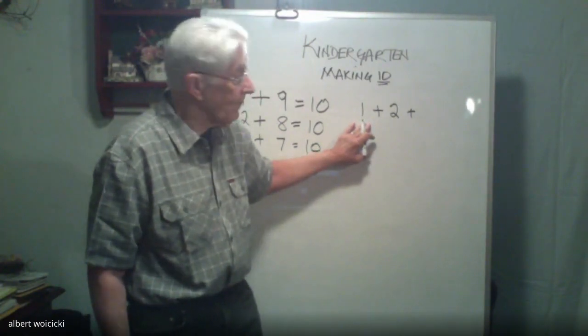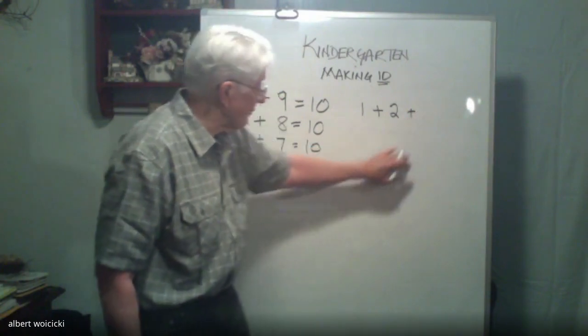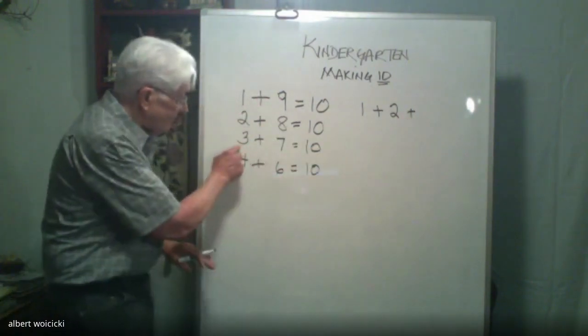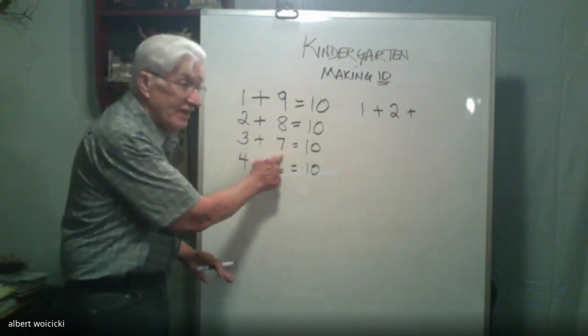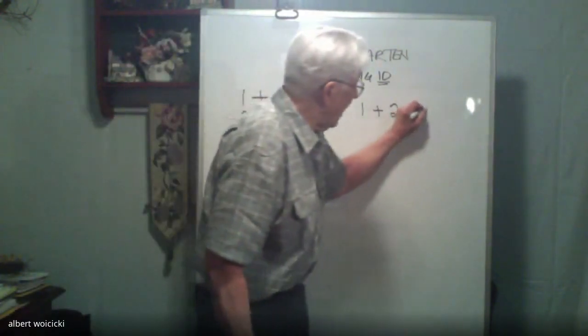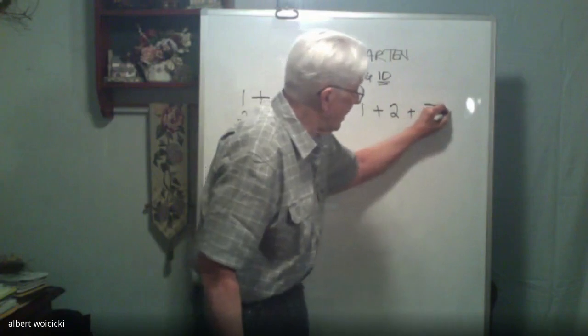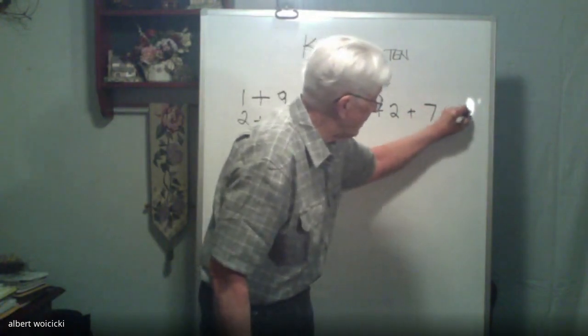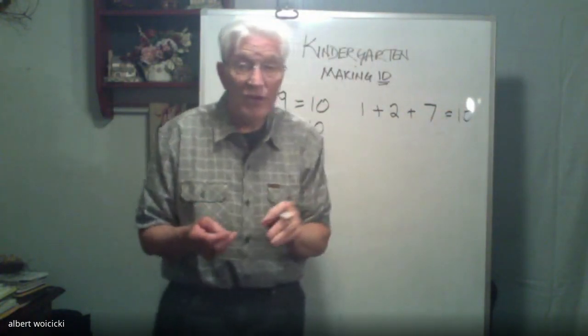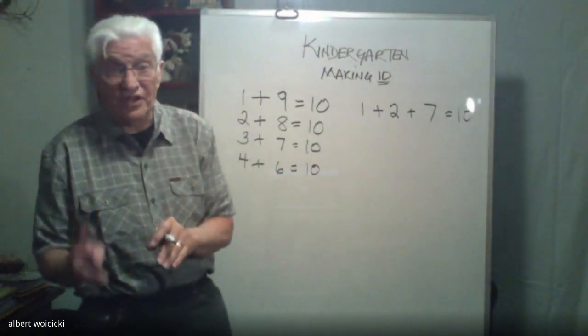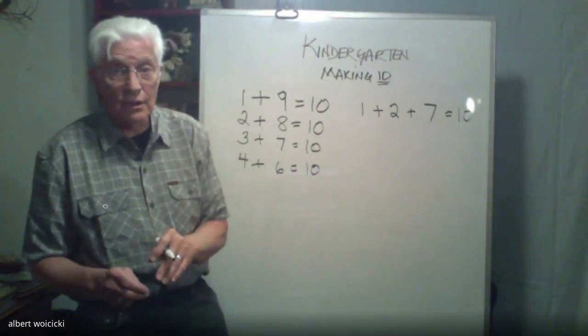Okay. Now I have to add something else. Well, they can go back here and they see there's a 3 here. I must need a 7. So I have 3 digits added together to make 10. Now, again, my rule is I can't use the same digit twice.